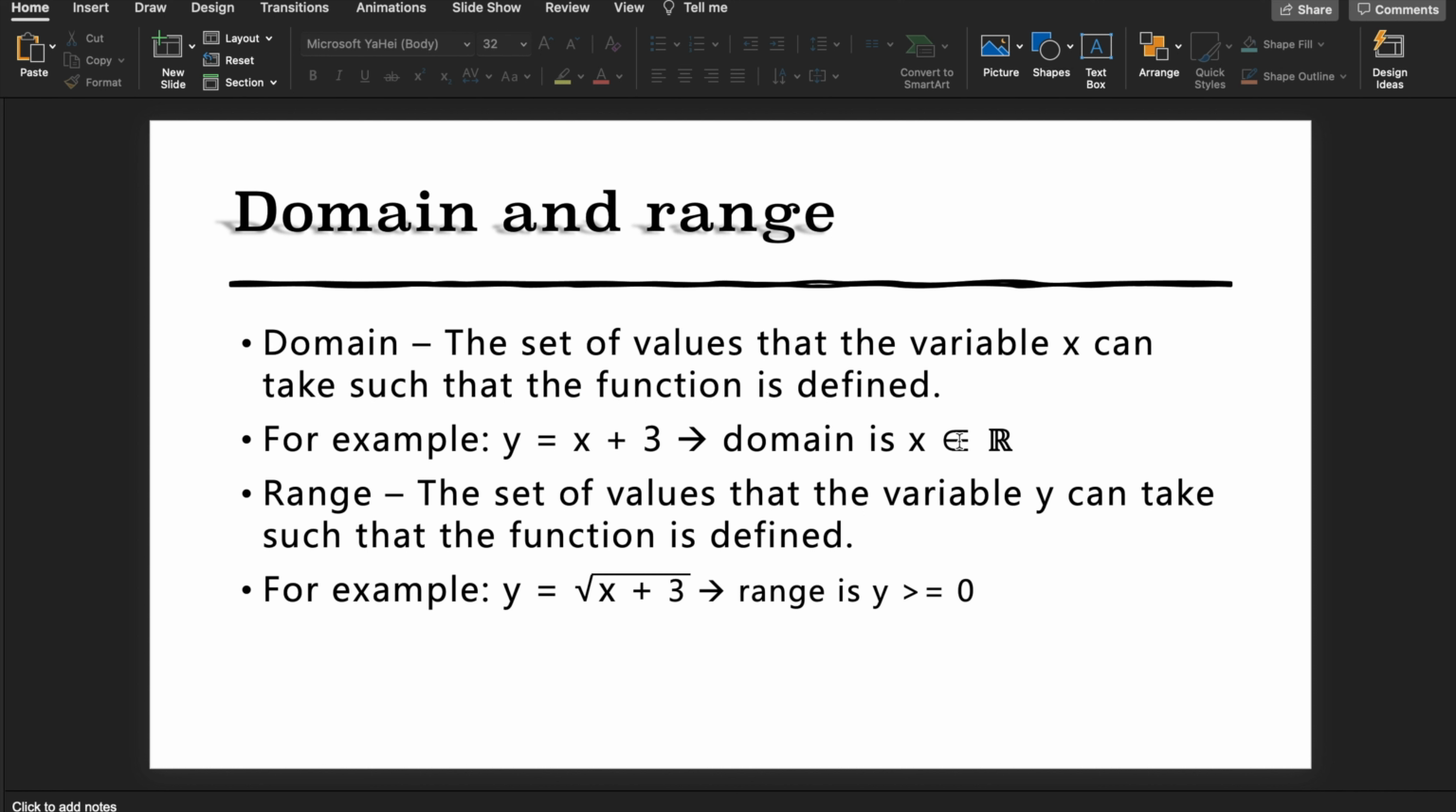You've probably learned this notation in sets. So x belongs to all real values. And similarly, range is the set of values that the variable y can take such that the function is defined. So for example, y equals square root of x plus 3. The range is greater than or equal to 0. We know that square root of something cannot be negative.